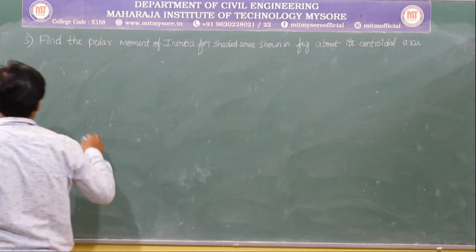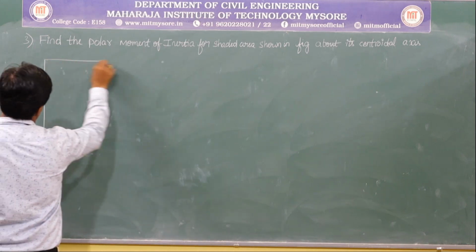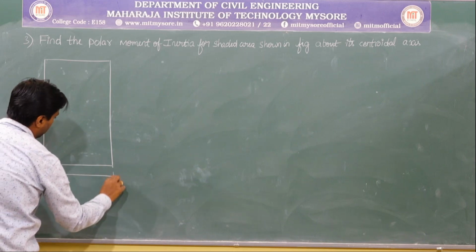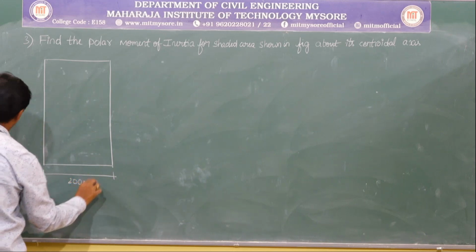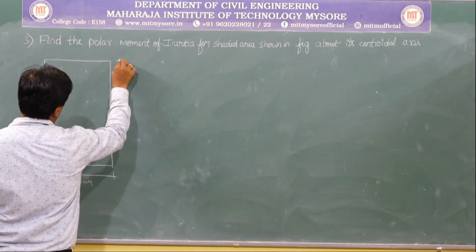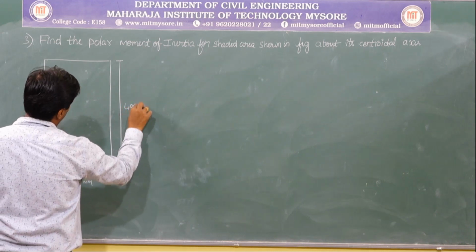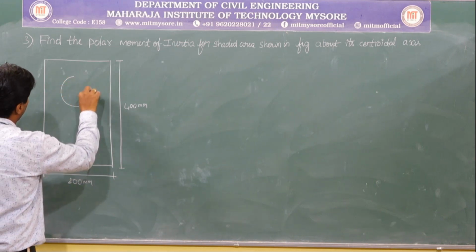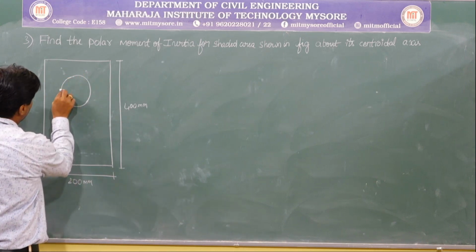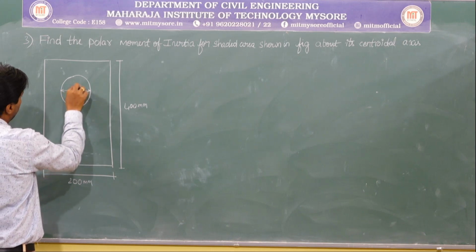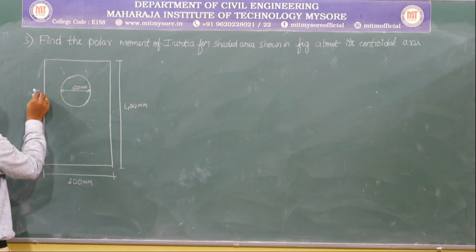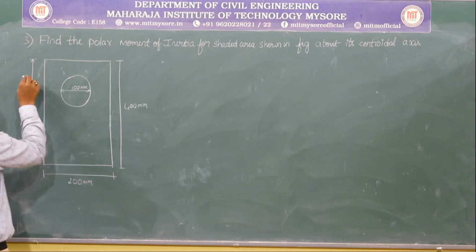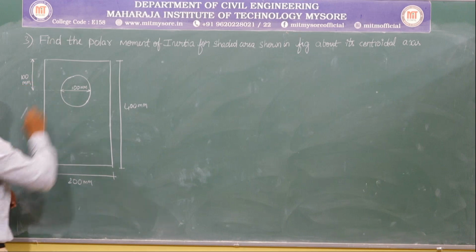Let me take up the problem. The width they have given is 200 mm. Next, the depth they have given is 400 mm. Next, they have given a circle, and the diameter of the circle is 100 mm. From the center of that circle to the top, it is placed at a distance of 100 mm. And this is the shaded region.